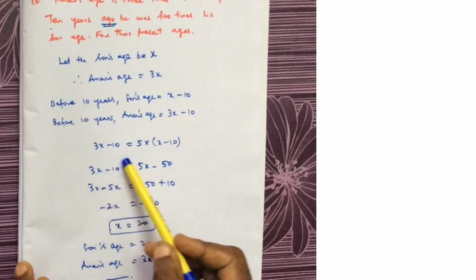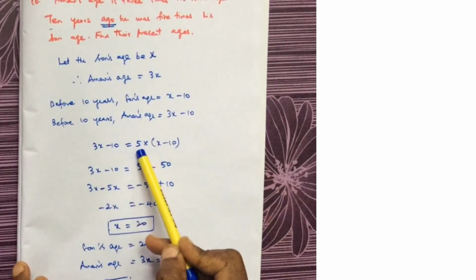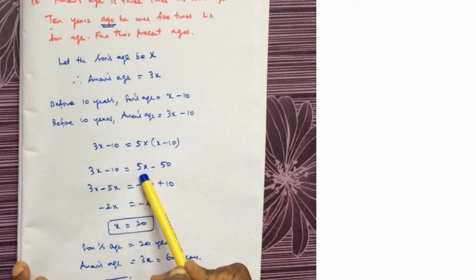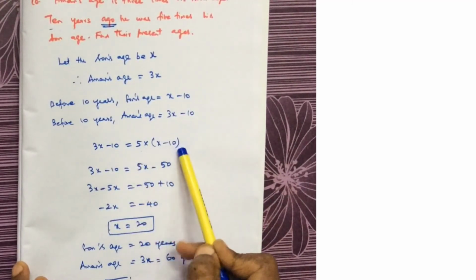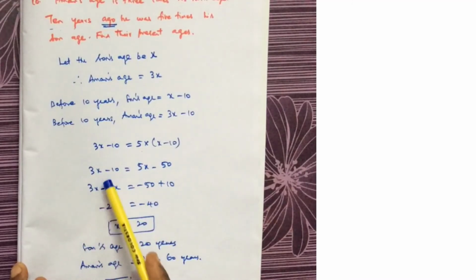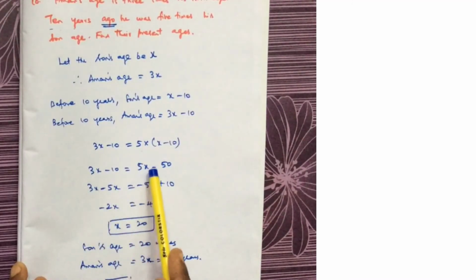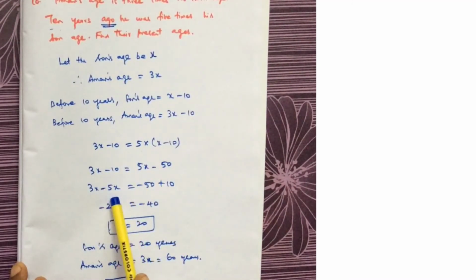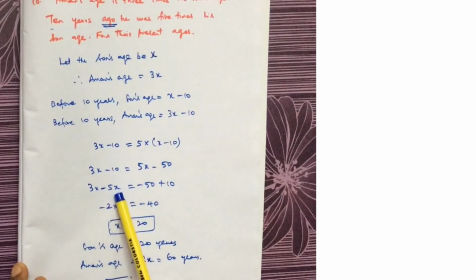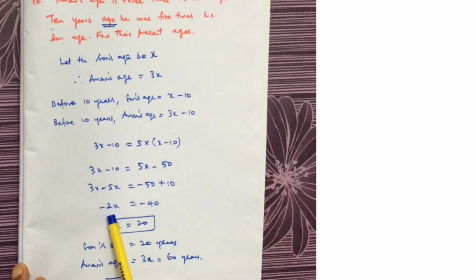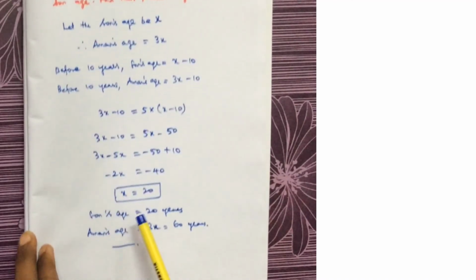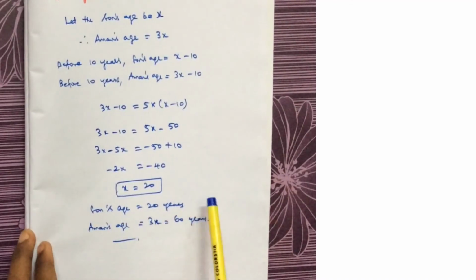Here 3x minus 10. What is this? 5 multiplied by x is 5x, minus 5 multiplied by 10 is 50. So 3x is here. This 5x I am moving to this side becomes minus 5x. So minus 50, minus 10 moving to this side becomes plus 10. 3x minus 5x is minus 2x, that is equal to minus 40. This minus and this minus will get cancelled, which is x equal to 20.